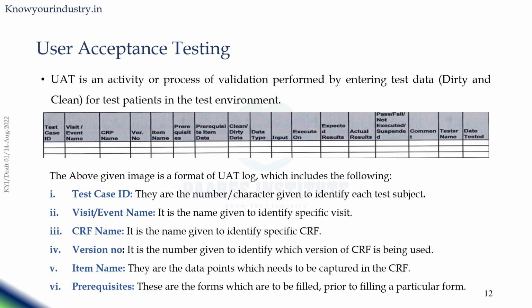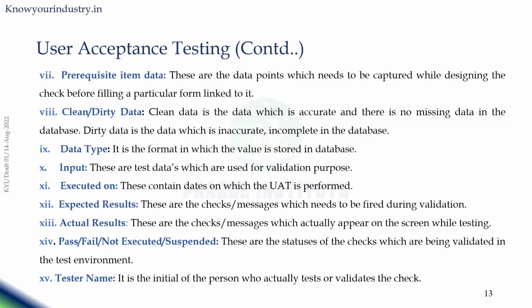And prerequisite: sometimes a data field or question should be visible based upon an earlier question's data, and that is called the prerequisite. Prerequisite item data is what type of data should be captured for the prerequisite item. Then clean and dirty data, meaning whether it is clean data or dirty data, or it should not be missing data. Then data type: it is the format in which the value is stored in the database. Input is the test data which was used for validation purposes, so it would be clean data or dirty data too.